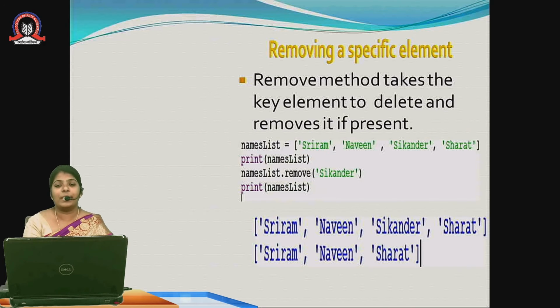Now removing a specific element. The name list is already there, and many names are in it. If you want to delete a specific one, you write name_list.remove, and then which name you want to remove. For example, the name list has Shriram, Naveen, Sikandar, Sharath. I want to remove the name Sikandar, so name_list.remove with Sikandar within the brackets. That name will be removed. For that you use the remove function.